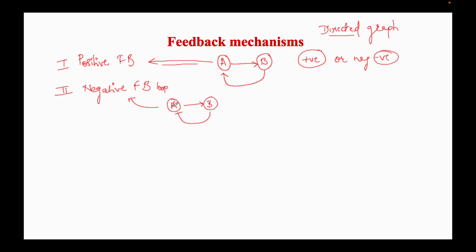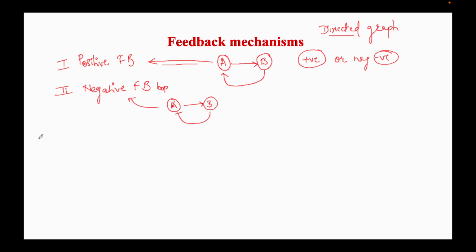And B is inhibiting A, which will then again inhibit the activation of B. Since A is inhibited, A can no longer activate B, and thus B will also get inhibited. So this is a classic example of a negative feedback loop.